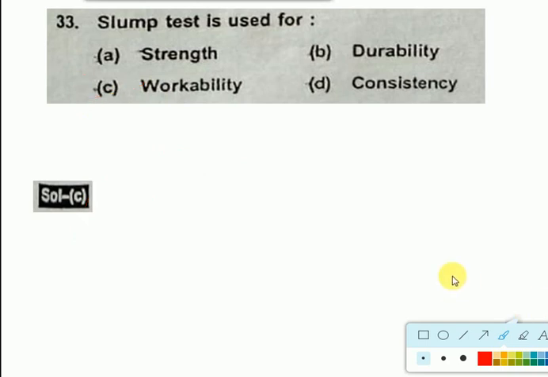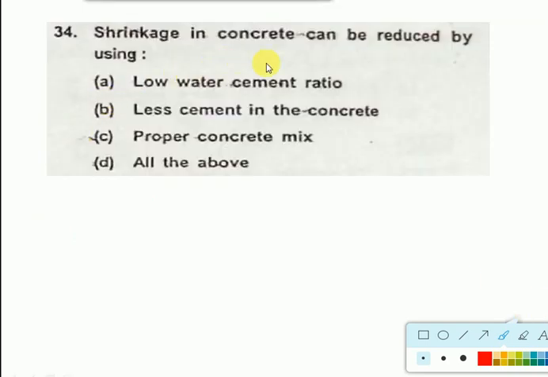Next question. Shrinkage in concrete can be reduced by using. Just remember what is shrinkage: changes in the volume, or expansion of the volume, right? The options are low water cement ratio, less cement in the concrete, proper concrete mix, or all of the above. So you just have to think and tick.